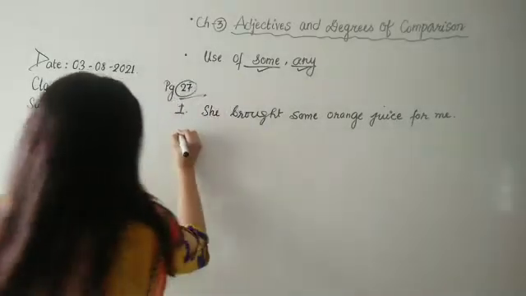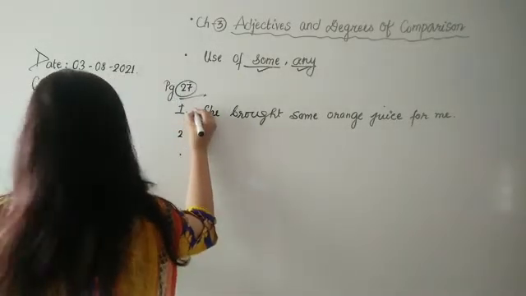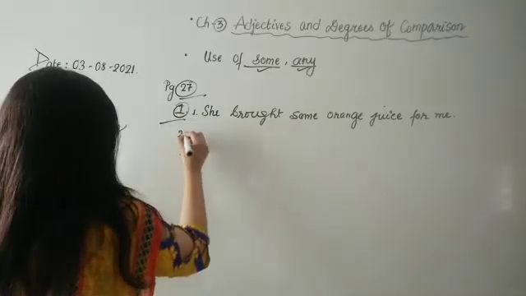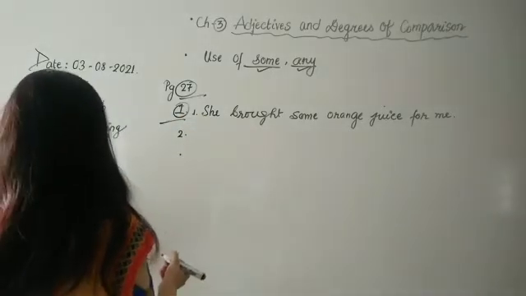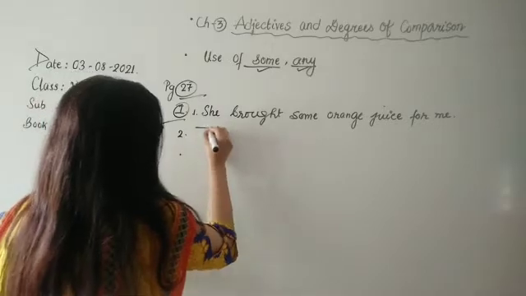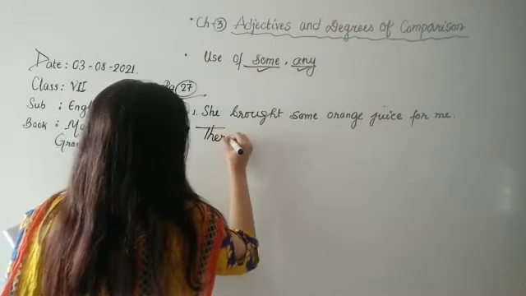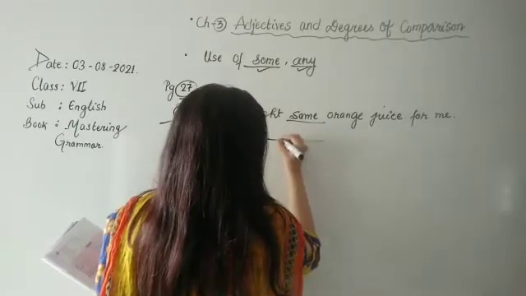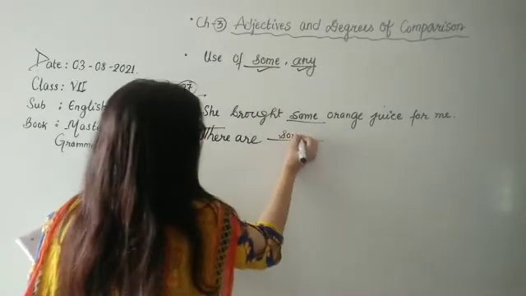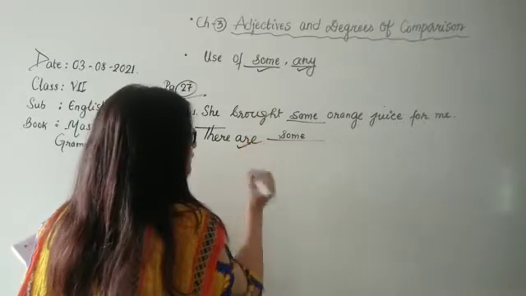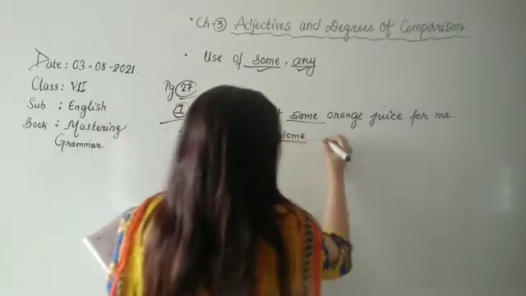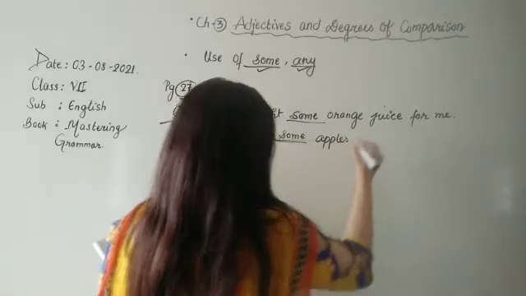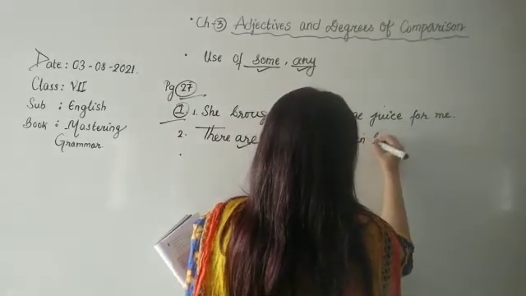Now number 2. This one was number 1. This one is number 2. There are dash apples in the basket. There are some apples in the basket, because they are saying what? There are. We have some apples. So it's in positive sense. So there are some apples in the basket.